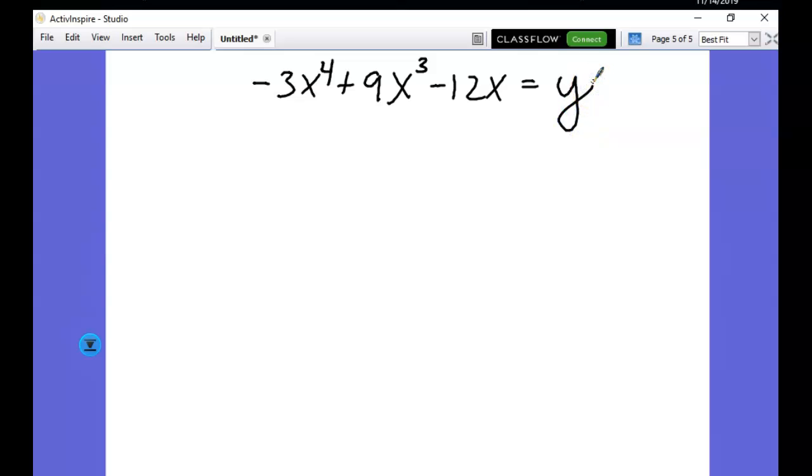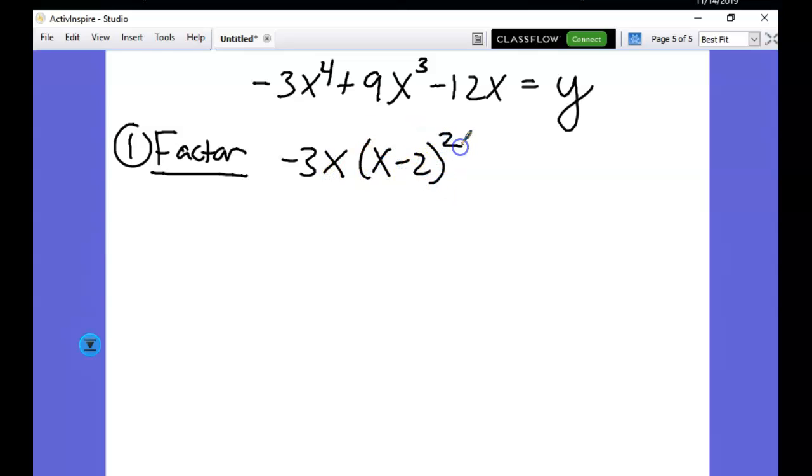Okay. So step 1 is factoring, right? But I told you I was going to do that for you today. So here's the factored form. Okay, step 2. I want you guys to go ahead and do step 2. I'll give you 30 seconds.